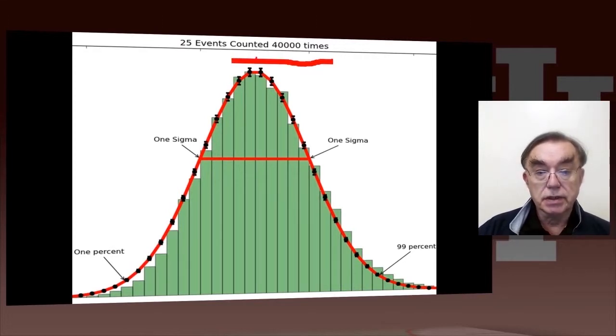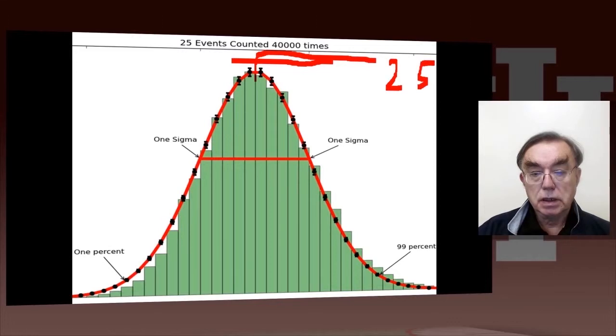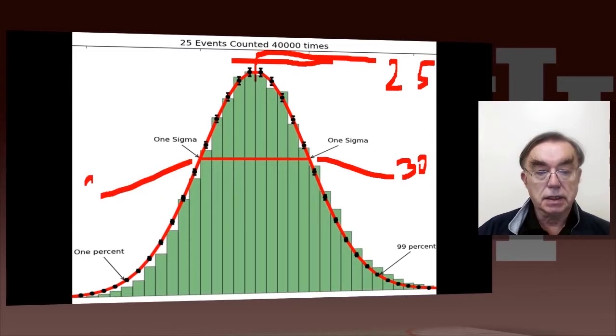Here is 25. This is the so-called 1 sigma away, so it's 30. And this is 1 sigma away on the other side, that's 20.